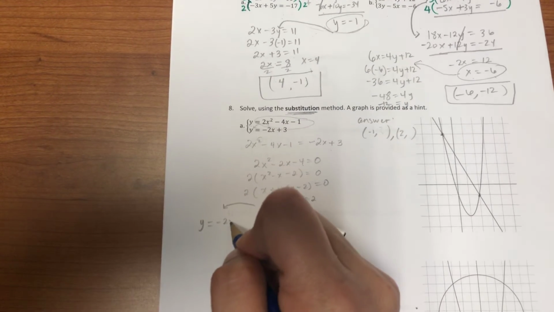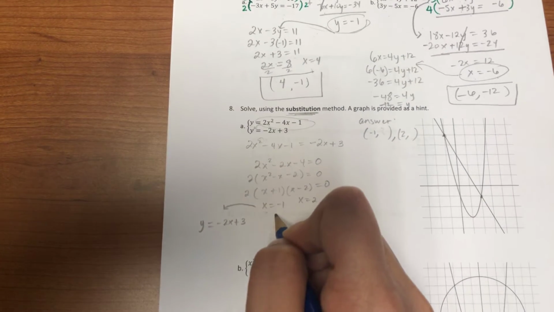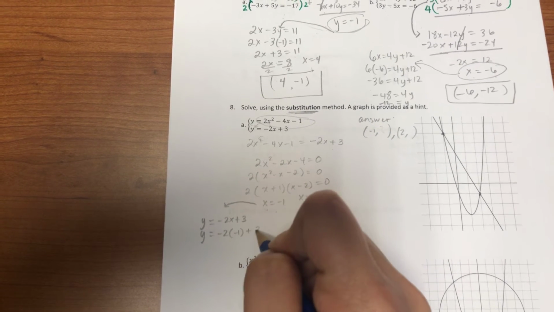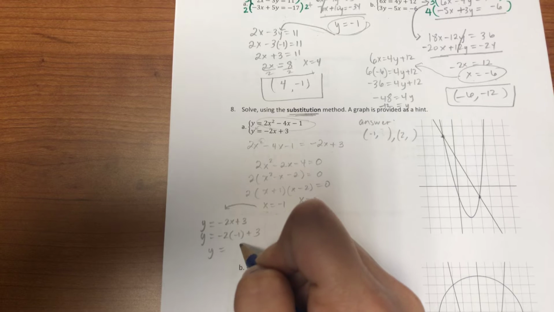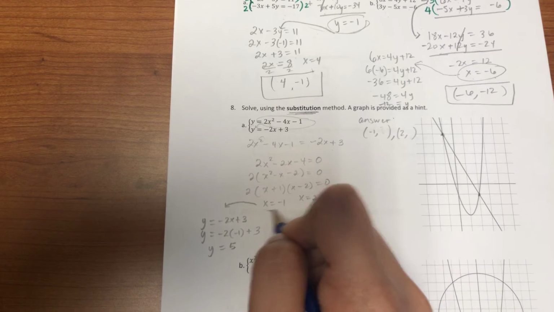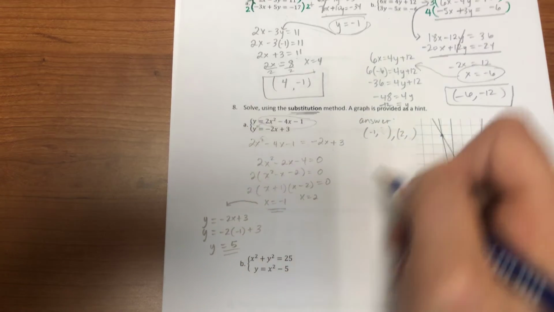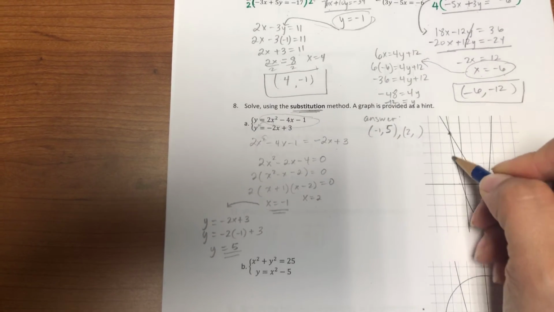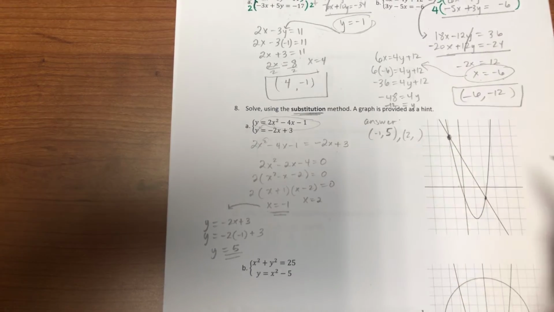I'm going to use this guy. Every place I have an x, I'm going to put in a negative 1. So y equals negative 2 times negative 1 plus 3. Y equals, that would give me positive 2 plus 3. So when x is negative 1, my y is 5. So let's see if that's true. Negative 1, 2, 4, 5. Sure enough, that is one of my intersection points.